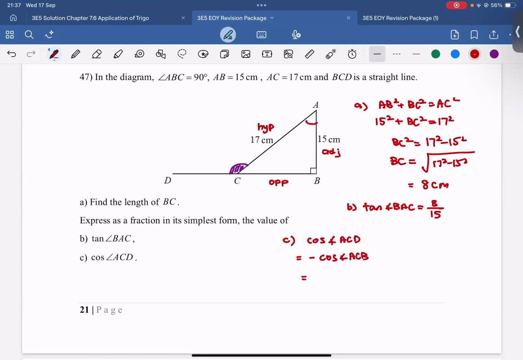What is cosine ACB? Now this is my angle. This part will become my adjacent, this part will become my opposite, and this will still remain as my hypotenuse. So cosine ACB, adjacent is 8, hypotenuse 17. Answer: negative 8 over 17.